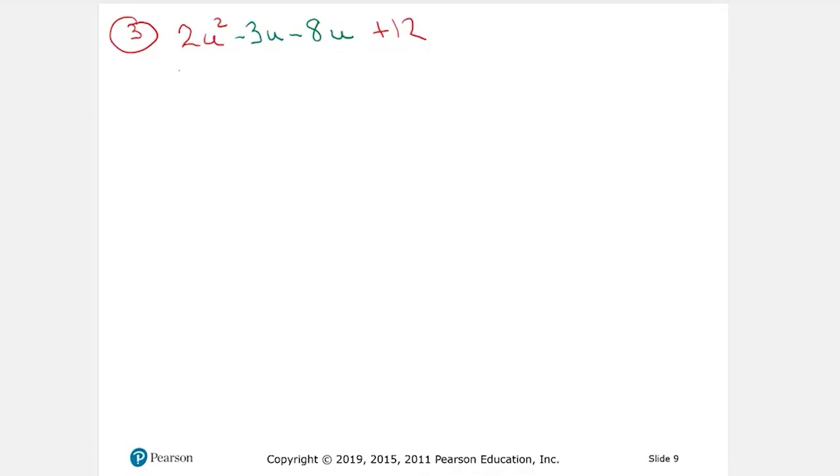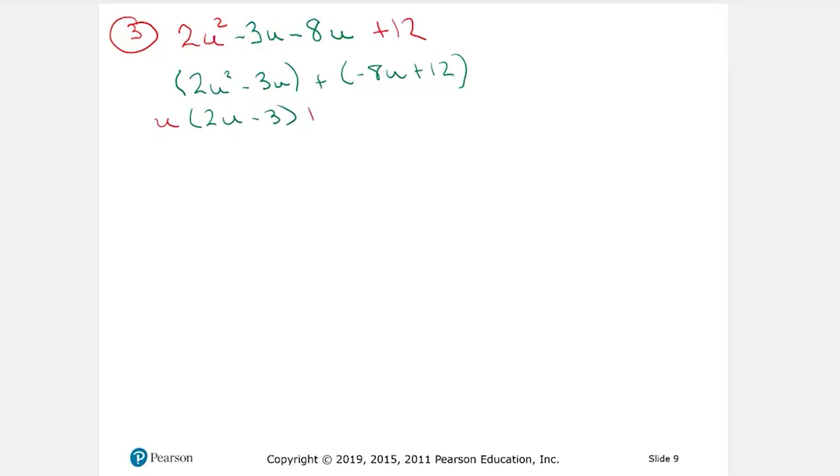I'm going to group my first two terms, 2u squared minus 3u, plus minus 8u plus 12. Okay. In my first group, what's my greatest common factor? Hopefully you thought it was u, because u is my greatest common factor. And then I get 2u minus 3.